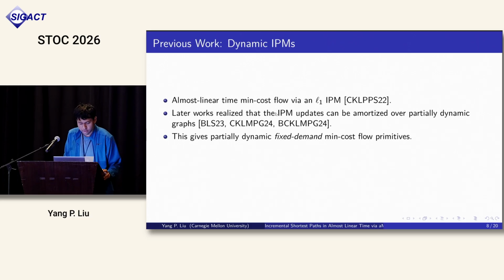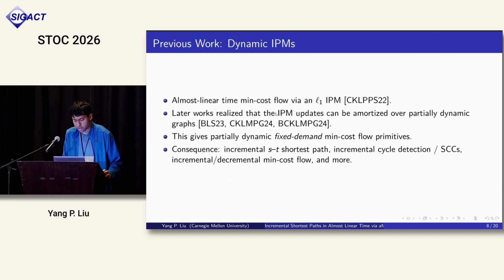And out of this, you get a bunch of almost linear time algorithms for min-cost flows in partially dynamic graphs. As applications of this, you get things like incremental cycle detection, SCCs, and incremental and decremental flow problems. Also, if you treat an ST shortest path as a min-cost flow problem where you want to send 1 unit of flow from S to T, this tells you that I can maintain an ST shortest path, let's say in incremental graphs, in almost linear time. But again, this is single source and single sink.